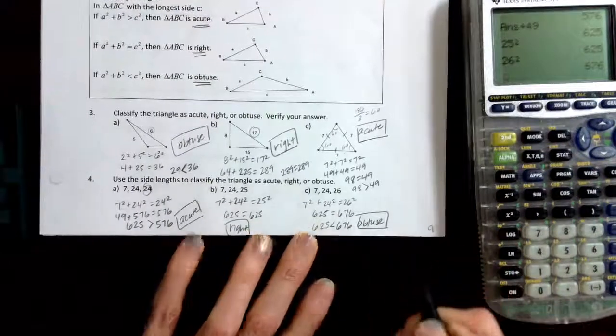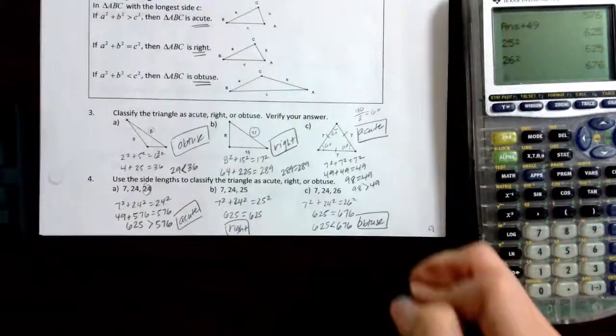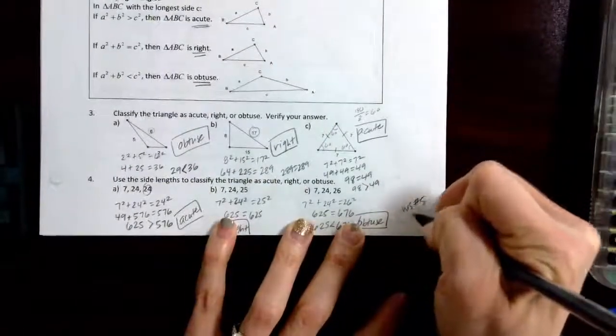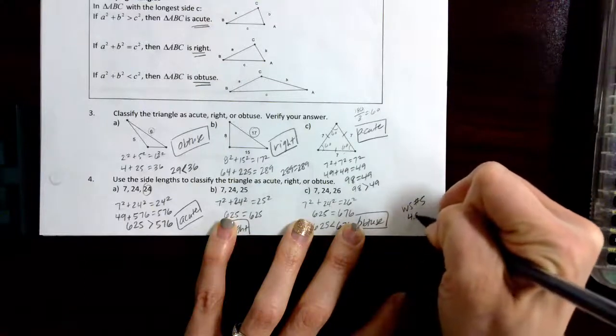Okay, worksheet for today. So you are looking for worksheet number 5, which is section 4.5 on Google Classroom.